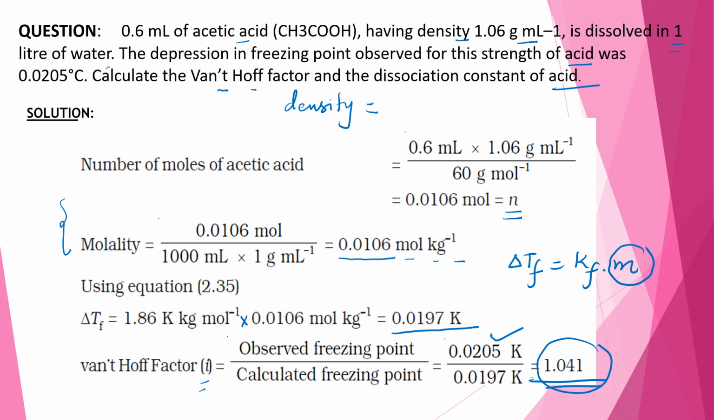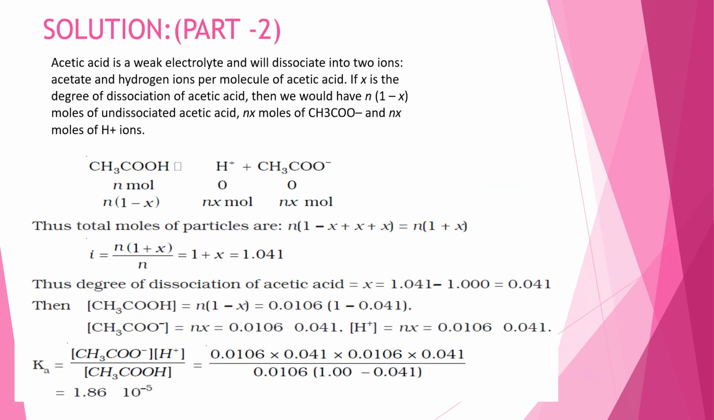One thing which is important to note here is that the depression of the freezing point is given as 0.0205 degrees Celsius, but here we have taken it in Kelvin, because when we take the difference to calculate the difference in freezing point, the unit of Kelvin or Celsius will not matter. Let's calculate the second part of the question.